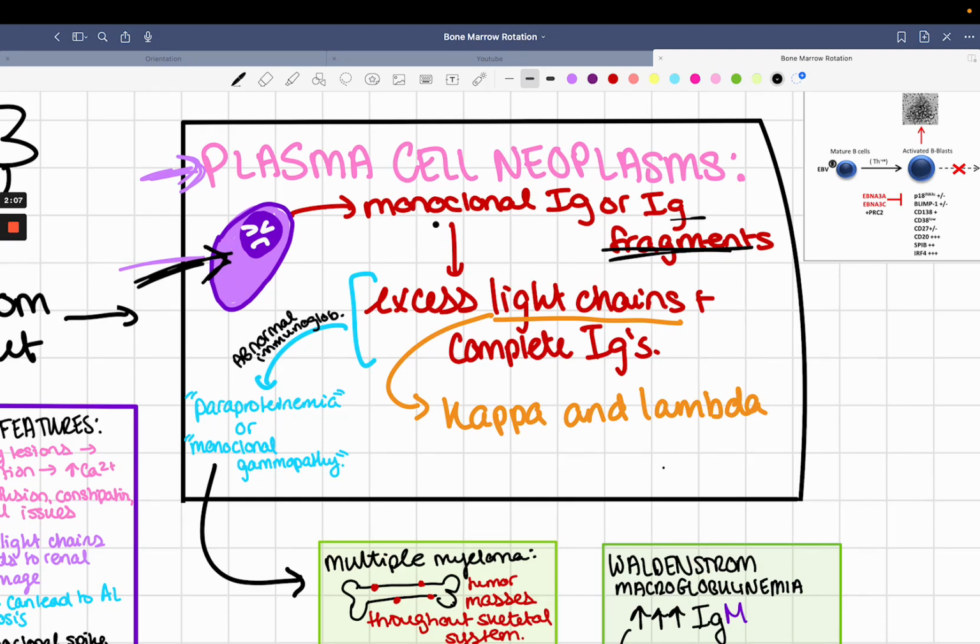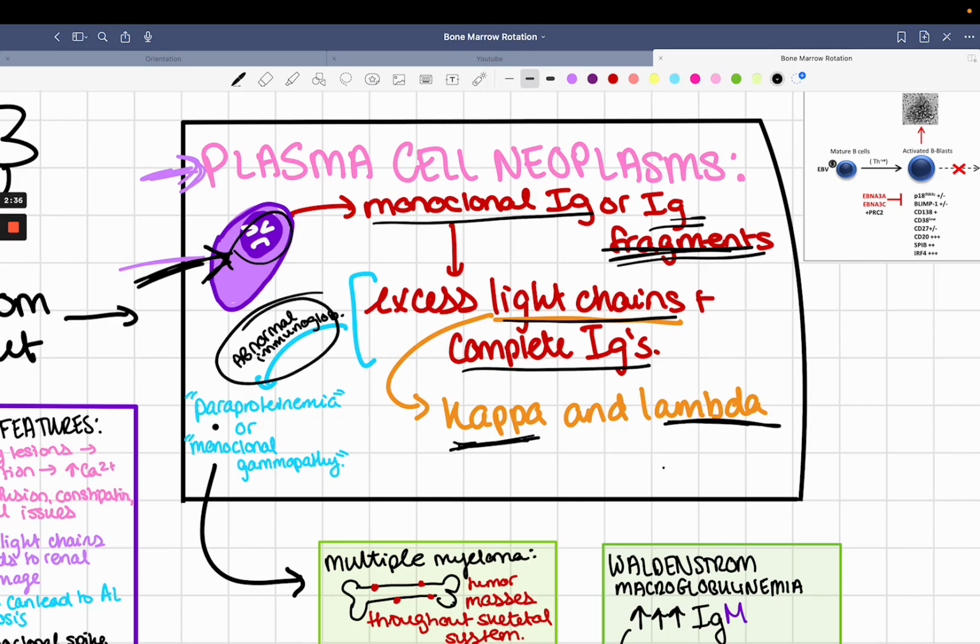Normally in our bodies, the plasma cells are going to produce antibodies for us. In this case, the plasma cells are bad plasma cells, and what they're doing is producing monoclonal immunoglobulin or immunoglobulin fragments. So this can result in excess light chains as well as complete immunoglobulins. So either can happen. Oftentimes when we see light chains, they're in a proportion of kappa and lambda, but sometimes we can see this proportion out of balance. When we have this abnormal immunoglobulin form in the body, we call this either a paraproteinemia or a monoclonal gammopathy. So you'll hear those terms as well.